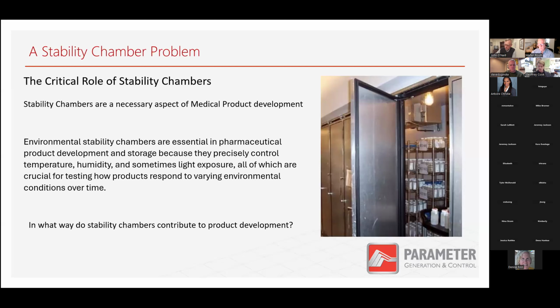Beyond the product itself, one aspect that I find is often forgotten in the utilization of stability chambers in medical product development is the packaging itself. The packaging that medical products are contained in needs to protect that product from light, from being damaged in travel. So there is quite a bit of packaging validation that goes on with the critical role of stability chambers.